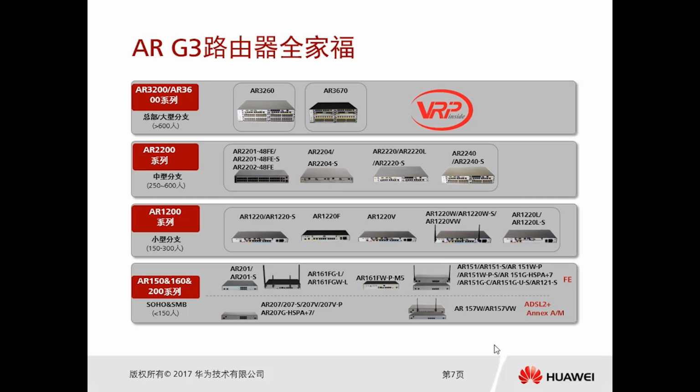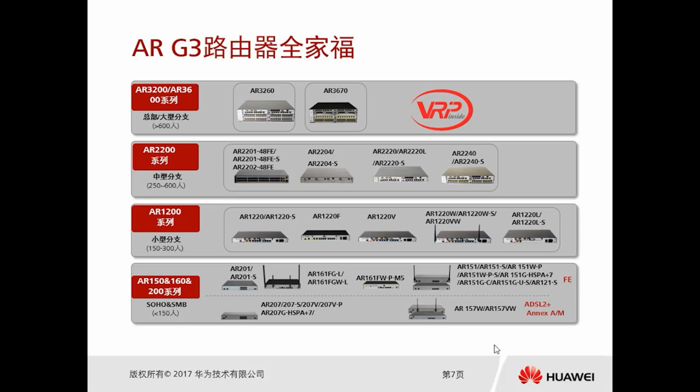So let's take a look. It is tailored to your enterprise. If it is less than 150 people, then you can use these series. If there are 150 to 300 people, if it's a small branch, then I can choose the 1200 series. Then go up, between 250 and 600, I can choose the 2200 series.